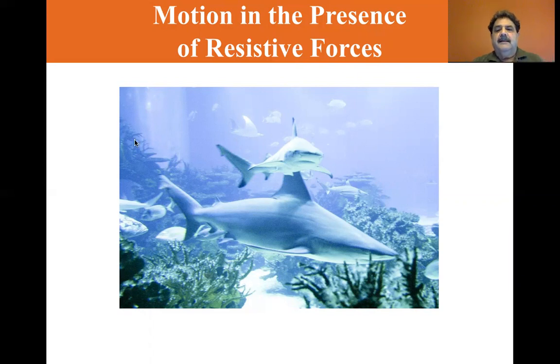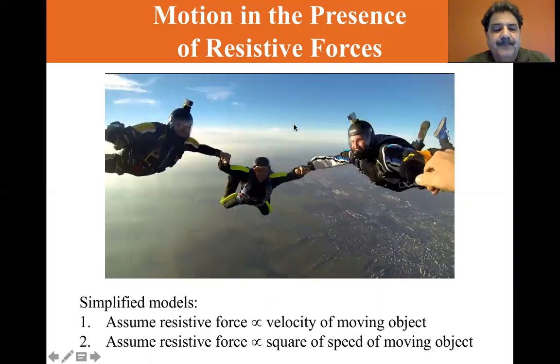Okay, we're going to look at two simplified models. So we're going to assume the resistive force is proportional to the velocity of the moving object. This is valid for objects falling slowly through a liquid and for very small objects, like dust particles moving through the air. The other model is we're going to assume the resistive force is proportional to the square of the speed of the moving object. And this is valid for large objects such as skydivers moving through the air in free fall or trucks driving along the road.